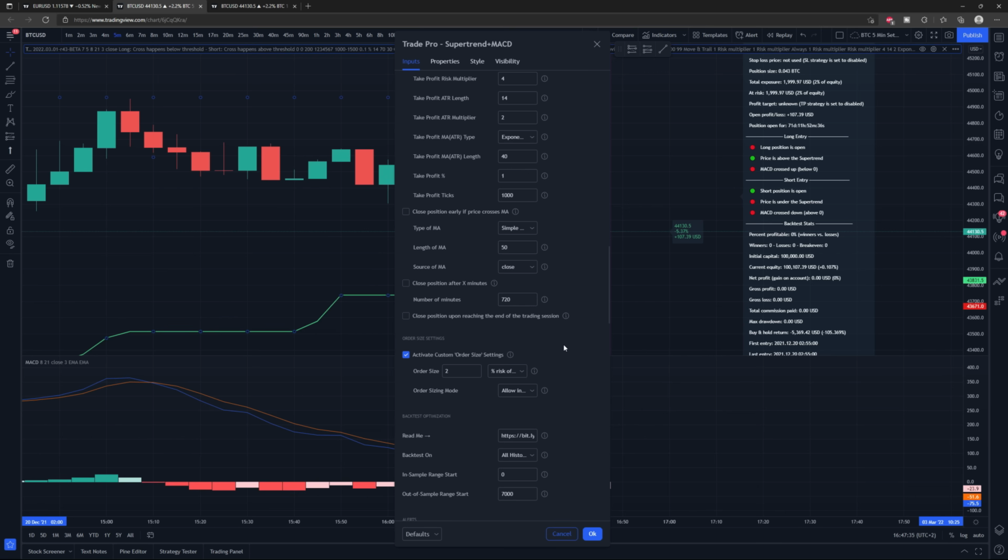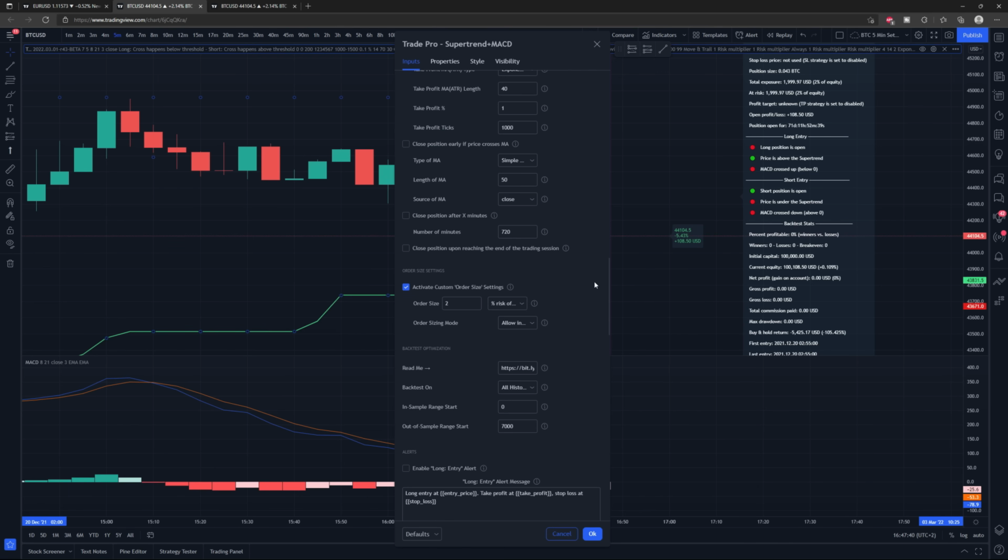Then we have the custom order size settings. So custom order size settings I've gone over in all of the strategy script videos, but for this one I had it set to risking 2% of the equity per trade. You can set it to risk a certain amount of contracts, cash, percent of equity, or percent risk of equity. I always prefer percent risk of equity myself. And you can also tell it to allow infinitely large position size, limit position value to the account size, or skip entry if you can't afford the desired position size.